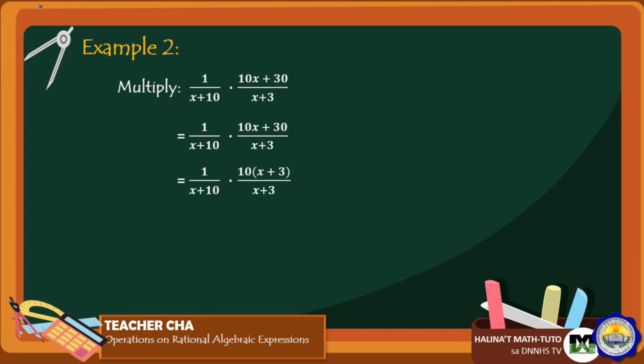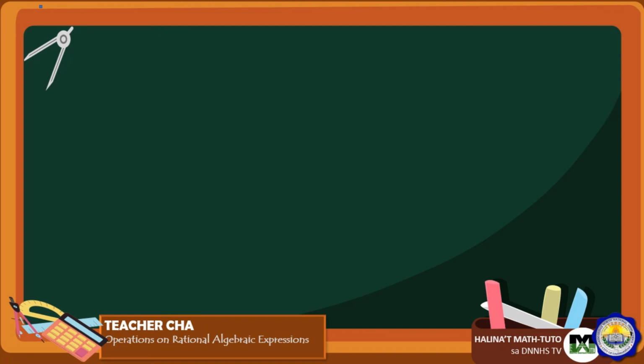And then using cancellation, cancel common factors and not terms. So here, we can cancel x plus 3 in the denominator and x plus 3 in the numerator. What is left is 1 over x plus 10 times 10 is equal to 10 over x plus 10. Do not cancel 10 and 10 because they are not common factors. They are common terms.